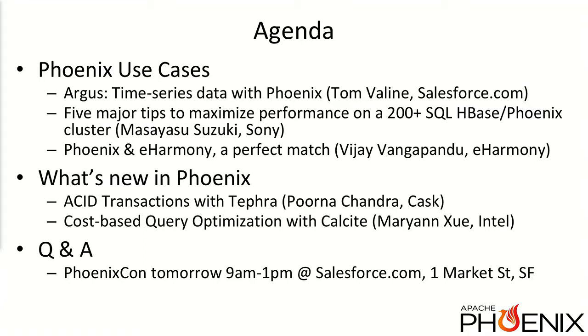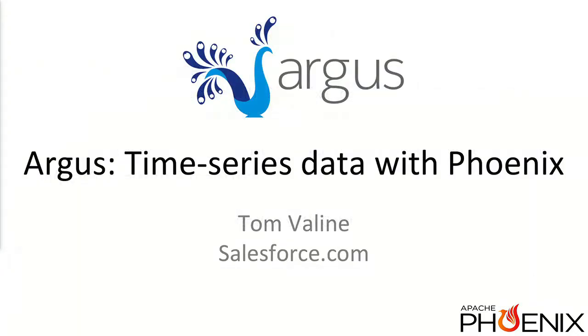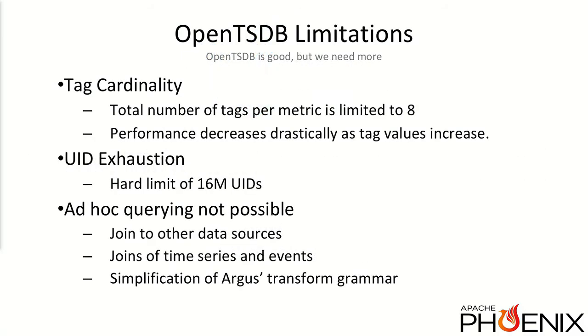All right. Thank you, James. So my name's Tom Verleen. I work with James at Salesforce. I'm going to talk a little bit about Argus and what we're using Phoenix for with Argus. Argus is a time series alerting and monitoring system that we use for operational data at Salesforce.